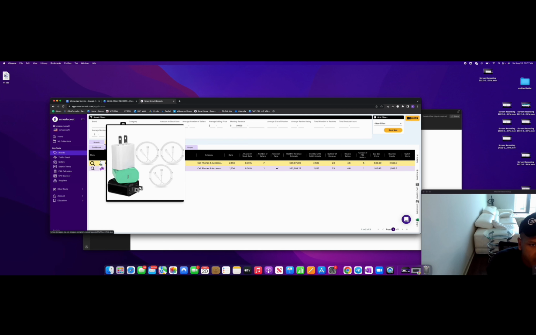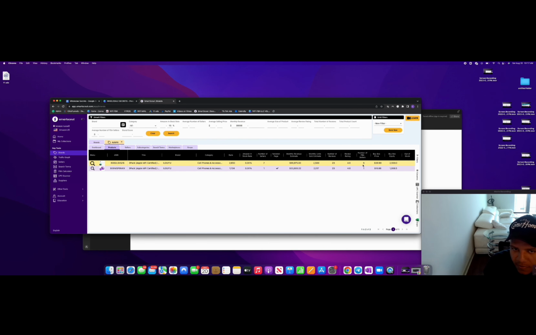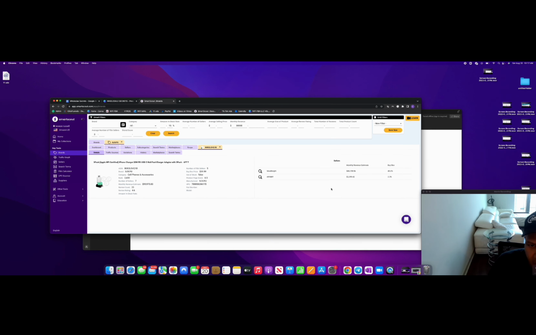But from there, what you want to do is look at products, okay? What products do they carry? Okay, chargers, all right? 5 FBA sellers. This is doing $99,000 per month with 5 FBA sellers. Okay, boom, I like this brand. All right, let me look at the details of this product. And so I can see that this seller has 40% of the buy box, $2,000.